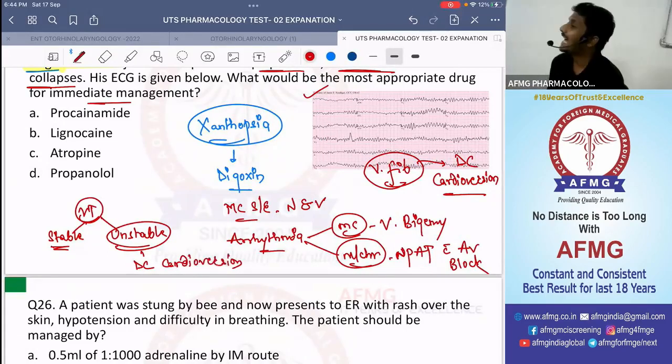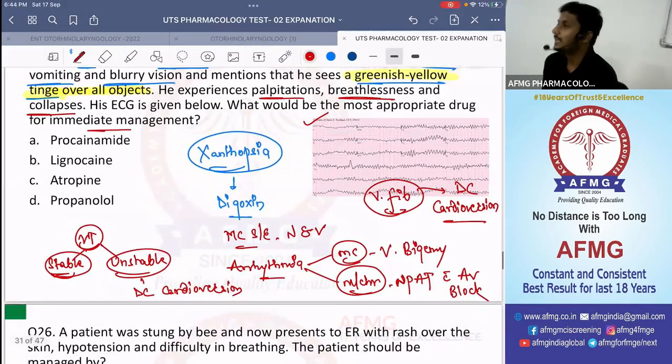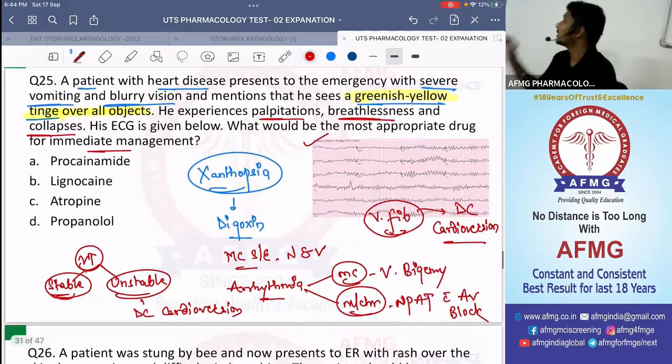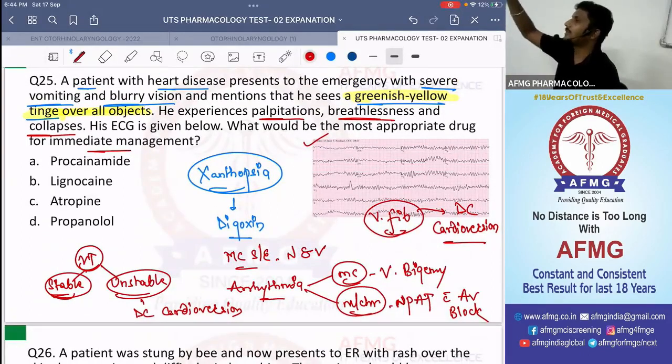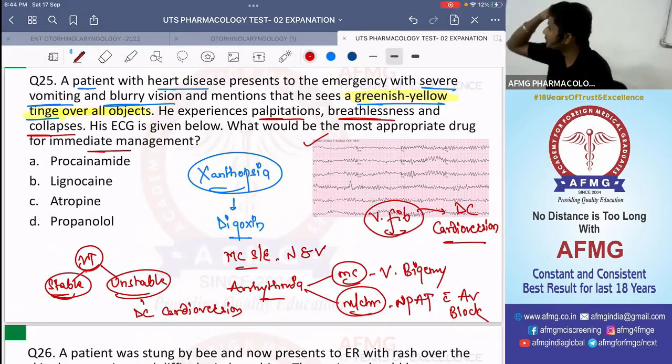If I talk about stable VT, what can you do here? Amiodarone is given for chemical cardioversion. No issues with this. Lignocaine can be used, but the better drug is amiodarone. So the better answer here should have been DC cardioversion, because if the ventricles are only fibrillating, there will be no blood pressure. Almost the patient would be collapsing.